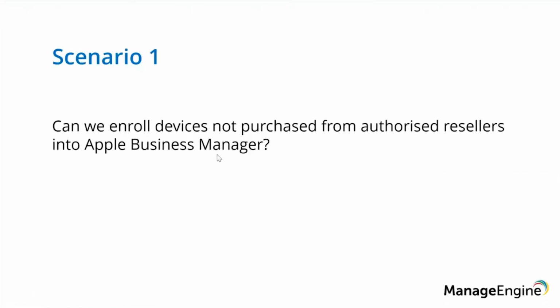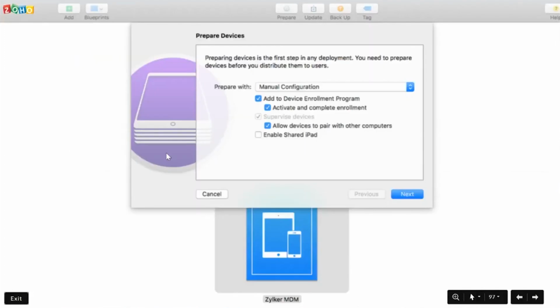So this is a workaround for ABM, if I should say so, and there will be multiple steps in this. The first is to install the Apple Configurator tool on your Mac device. You will be asked whether you want to prepare devices with manual configuration or automatic one. While this prepare devices step pops up, there will be an option here which says add to device enrollment program. You will have to enable this, which adds this device to DEP. So your device will get the same benefits of Apple Business Manager. And once you click on next and complete it, your devices can be enrolled into the device enrollment program as well.